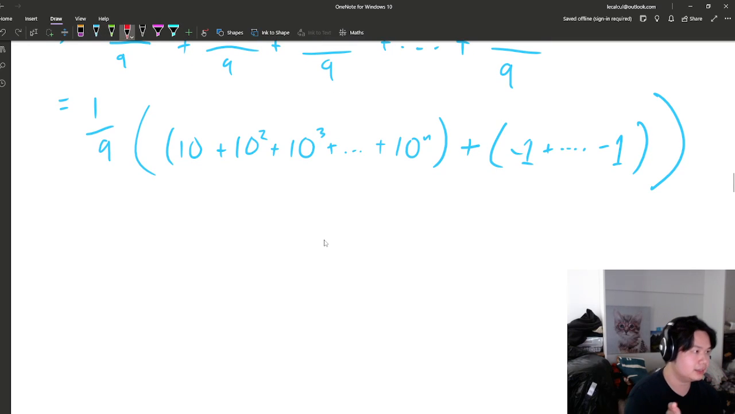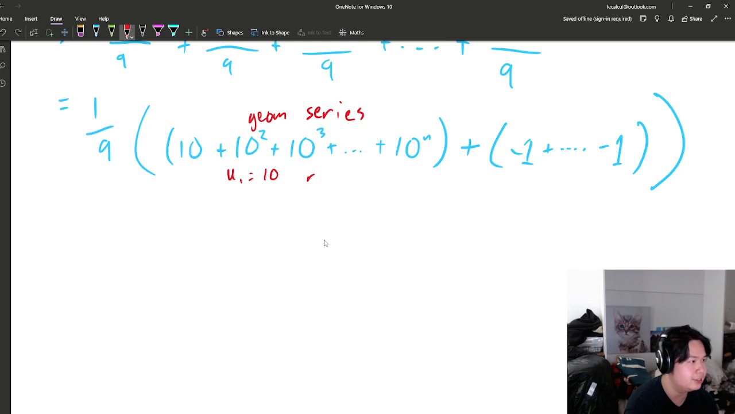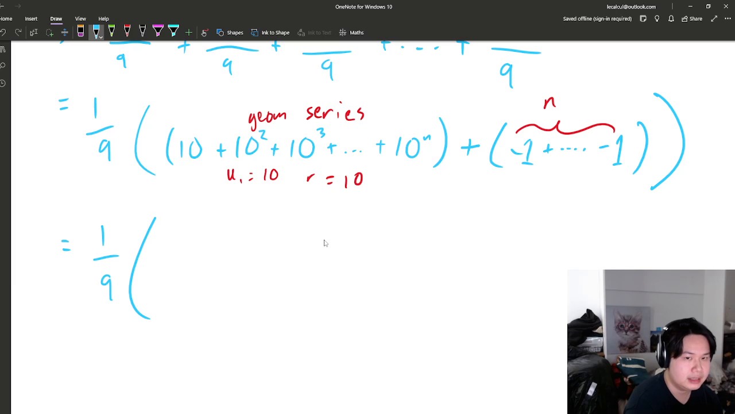This is something that you might not have noticed. When we write the terms of 10 together like this, it is another geometric series. So this is how we can actually combine these together, where your first term is 10 and your ratio is 10. And then these are all just negative 1s, so we know that there's n of them, right? So what happens is that this is going to become 1 over 9.